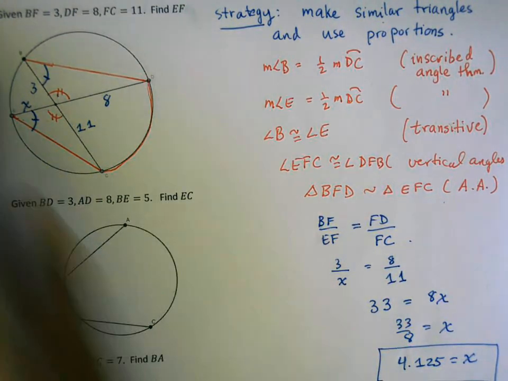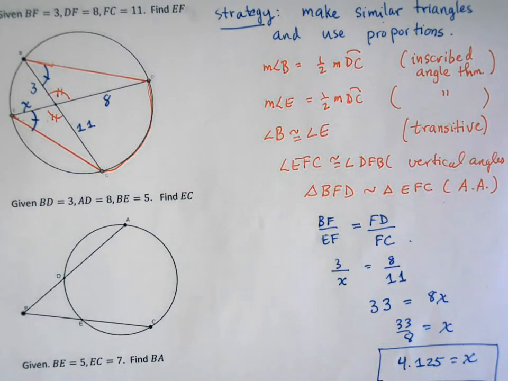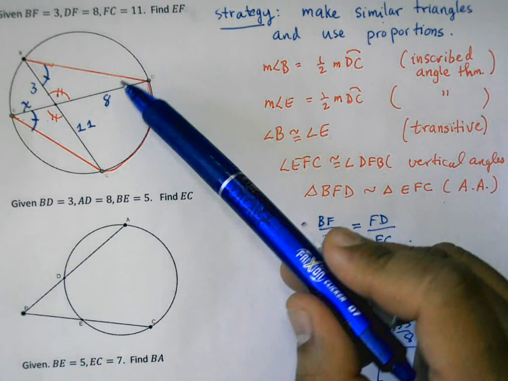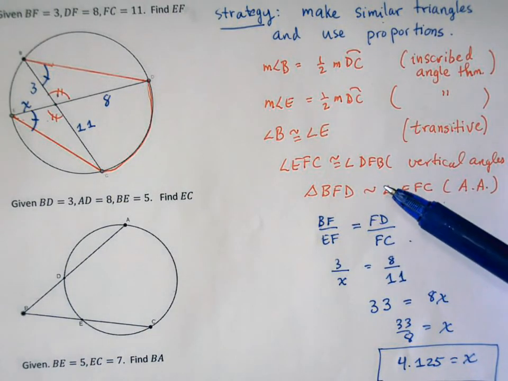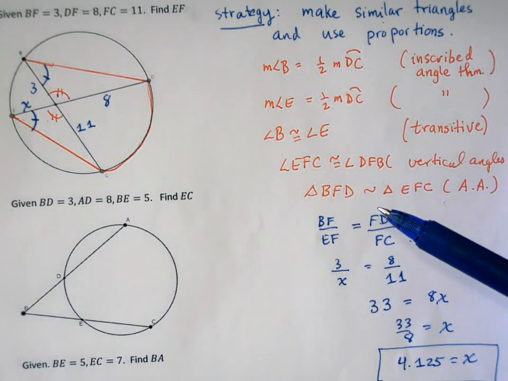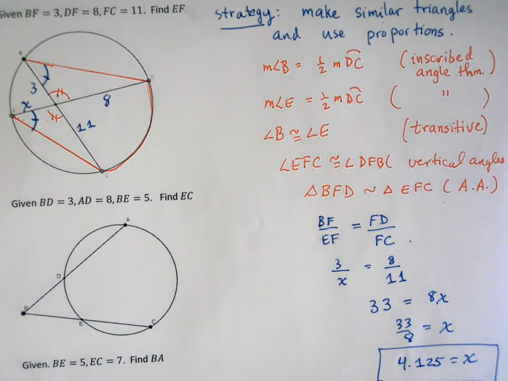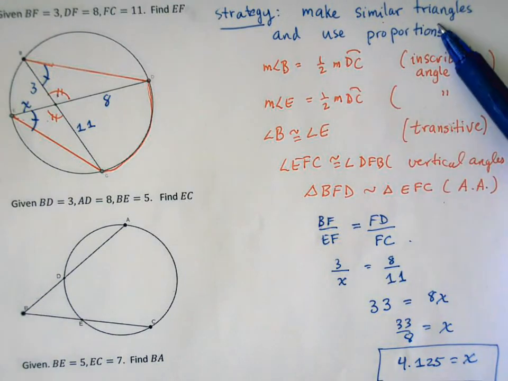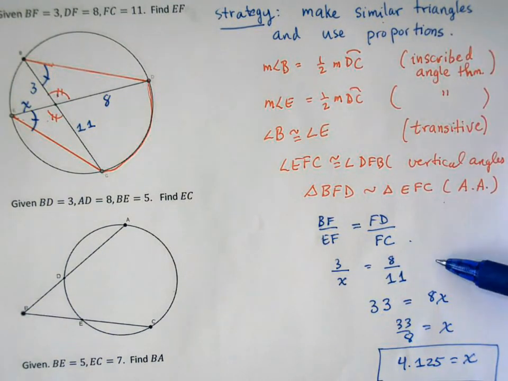So there you go, our final answer, and it really comes from recognizing where we might have congruent angles, and then using similar triangles, and then solving proportions. So congruent angles, similar triangles, and then using proportions.